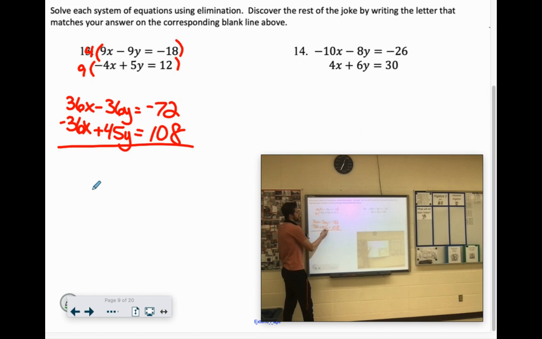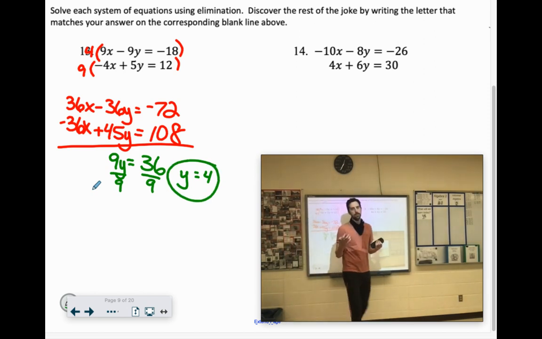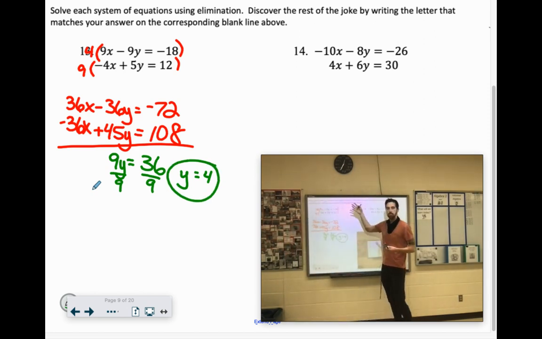Now the y's, we have 45y minus 36y, so that would be 9y. 108 minus 72 gives you 36. Now that's a very easy equation to solve. You divide both sides by 9, you get y equals 4. But that's not our answer. We're looking for a coordinate, because we're looking for, if we were to graph these two equations, where would they cross each other? So y coordinate is 4.